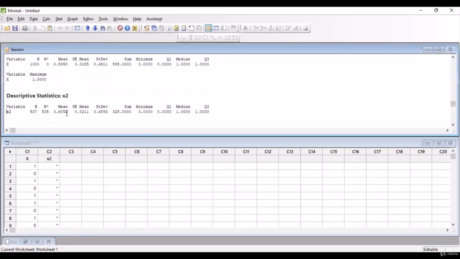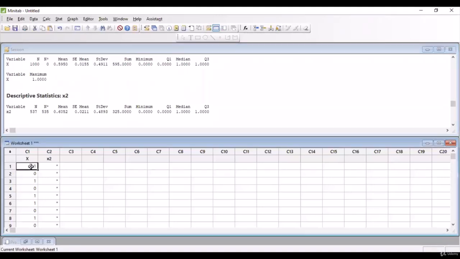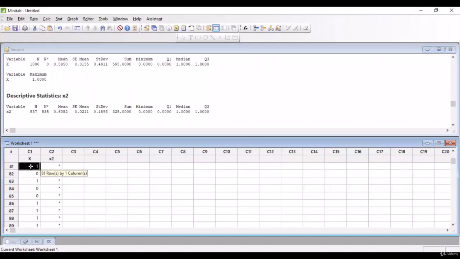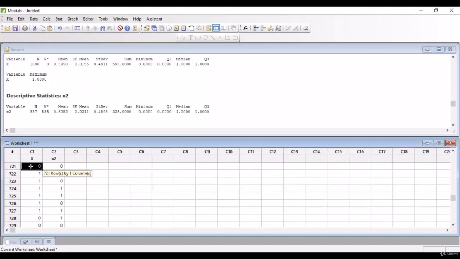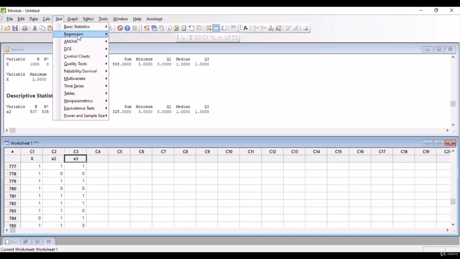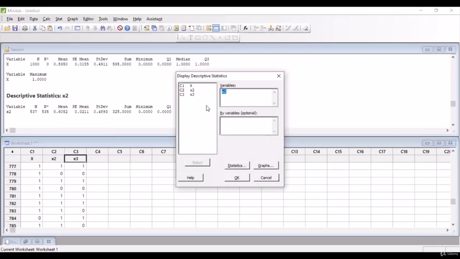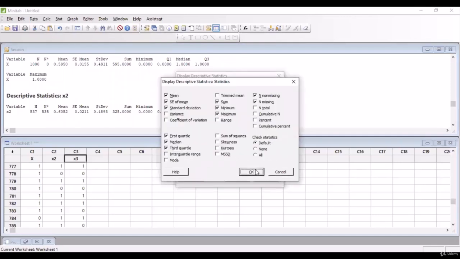If you take more and more data points, the 0.6052 will get closer to this 0.595. You don't agree with my statement? Let me go and copy this information. I am copying; I can generate more records here. I copied it here and put it as X3. Now go to stat, X3 statistics, same thing.